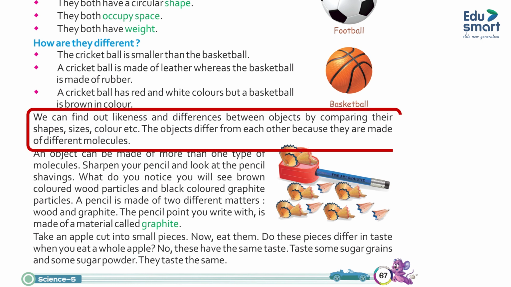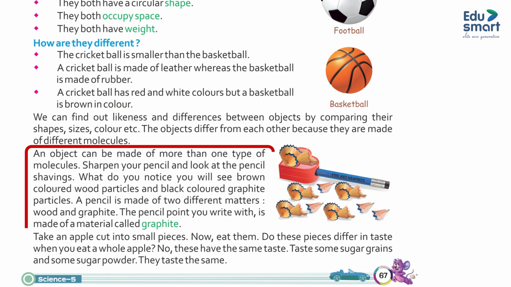We can find out likenesses and differences between objects by comparing their shape, size, color, etc. The objects differ from each other because they are made up of different molecules. An object can be made up of more than one type of molecule. Sharpen your pencil and look at the pencil shavings. What do you notice? You will see brown colored wood particles and black colored graphite particles. A pencil is made up of two different matters, wood and graphite. The pencil point you write with is made of a material called graphite.